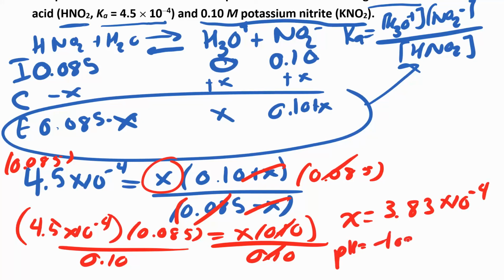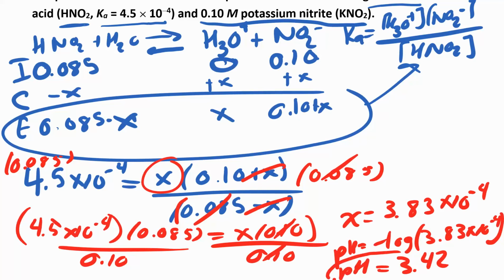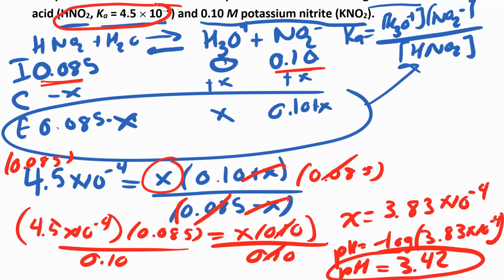pH is just negative log 3.83 times 10 to the negative 4, and you get like 3.42 for your pH. So really the only new thing that we're adding here is that you have an initial concentration of one of your products. So you have an initial here, an initial there. Whatever Ka they give you, write that reaction.